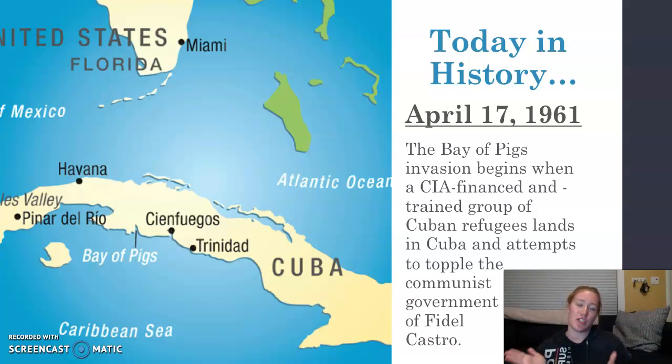But really it was just an attempt to try to overthrow the communist government because we were scared that communism was inching closer and closer to the United States. Cuba is less than 100 miles off the coast of the US, so it was a bit too close for comfort for the United States and JFK. But we will talk more about this when we do our Cold War unit.